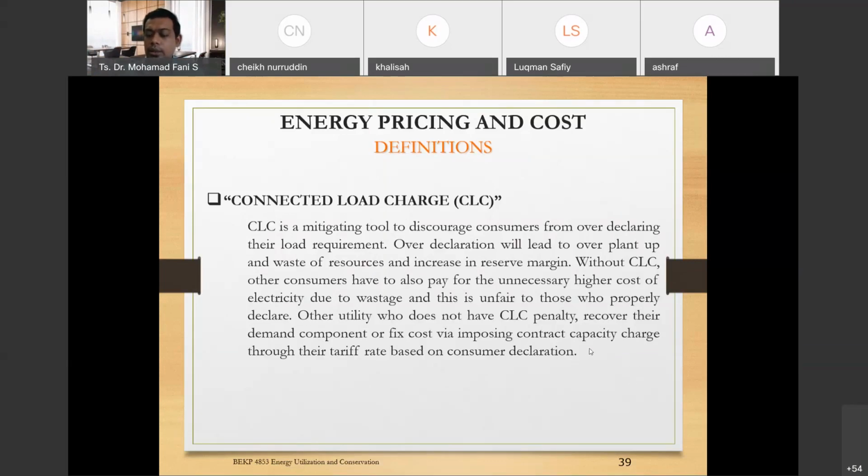And this consumer will pay 8.5 ringgit per kilowatt that they do not use or not achieve the 75%. The detailed calculation will be explained in the next slide, if I'm not mistaken, inshallah.